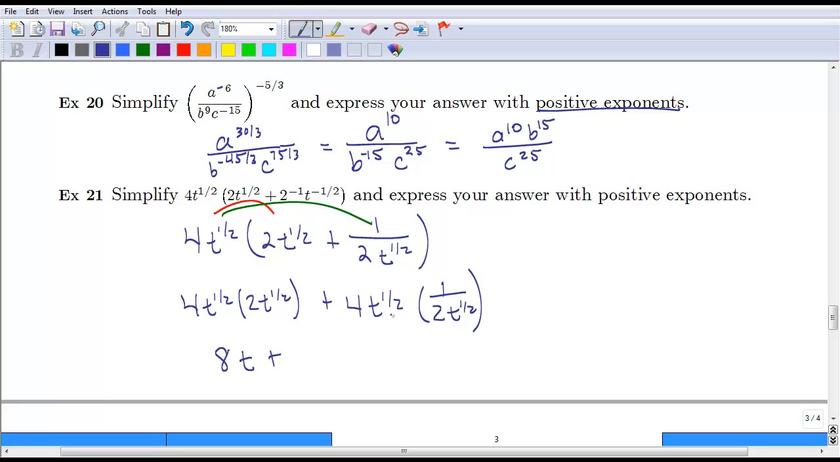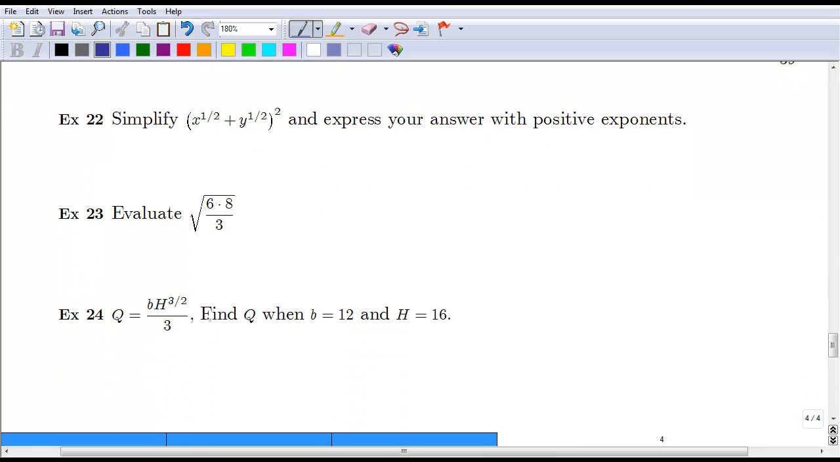What about over here? We've got 4t to the 1/2 times this fraction, 1 over 2t to the 1/2. If we rewrite this first one as being over 1, then it's a little bit easier to see as fractions. 4 divided by 2 is 2. t to the 1/2 divided by t to the 1/2 is simply just 1. So what we are left with is just 2 times 1 over 1, or 2. And so that's our final answer simplified there.